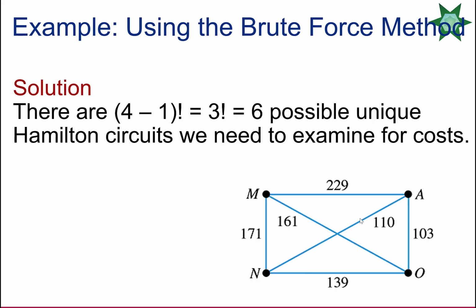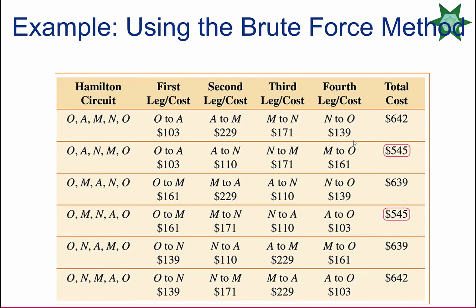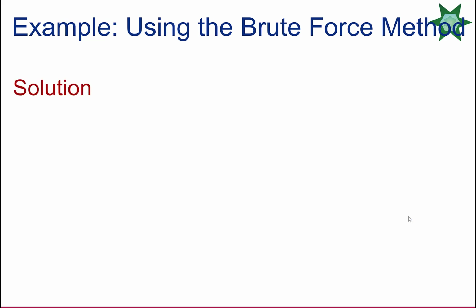So there are 4 minus 1, or 3 factorial, 3 times 2 times 1, which is 6 possible unique Hamilton circuits that we need to look at for cost. Now, when it's a small problem like this, it's not too difficult to go ahead and list out all the circuits and all their costs, and we have all 6 here. And we notice the lowest cost happens to be $545 for 2 of these circuits, which actually turn out to be the reverse of each other.